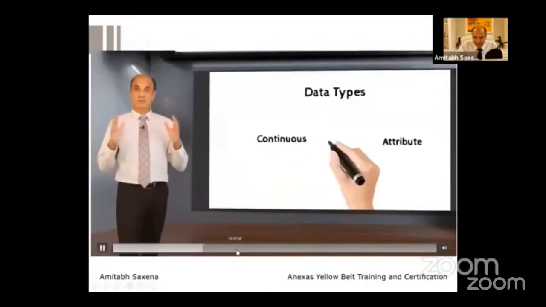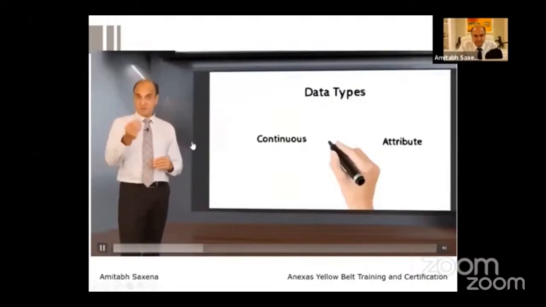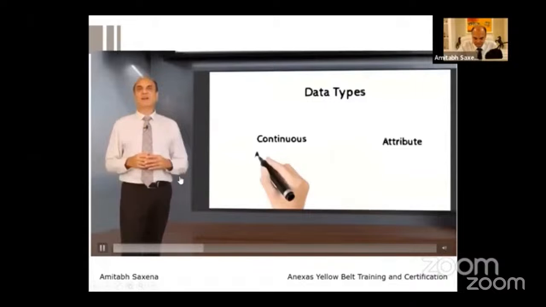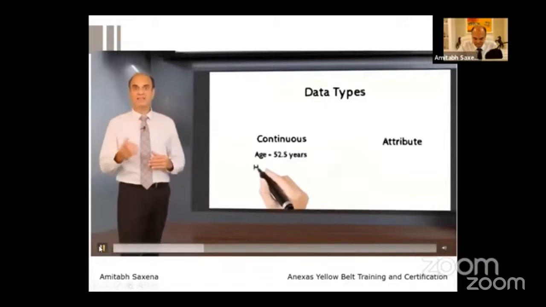So it can be represented on a number line. It can have a decimal place. It can also have a unit. Say, for example, age, height. So here you can see that age, height.